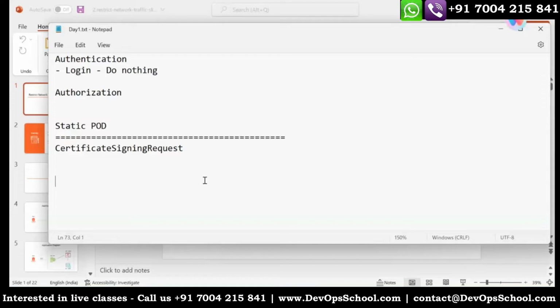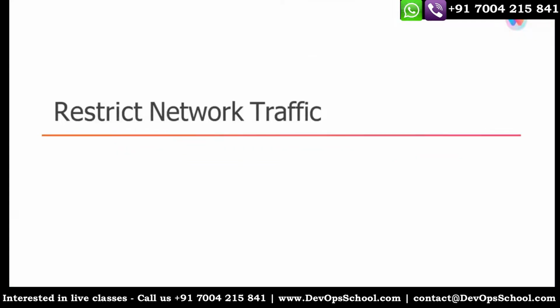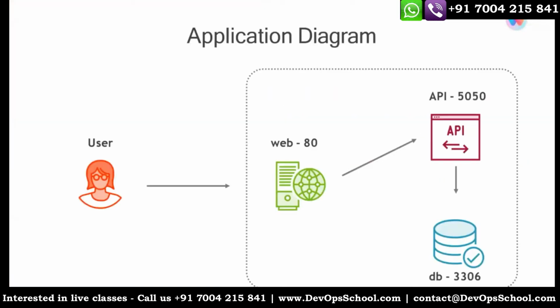Yes, so now we are going to discuss it. Let's get started. Network traffic: how do we restrict it? I'm not talking about traffic outside of the cluster. Remember that we are learning only Kubernetes, so only inside the cluster, how can we restrict that? Here, if you look at this, I have already said it, so you are comfortable with it.